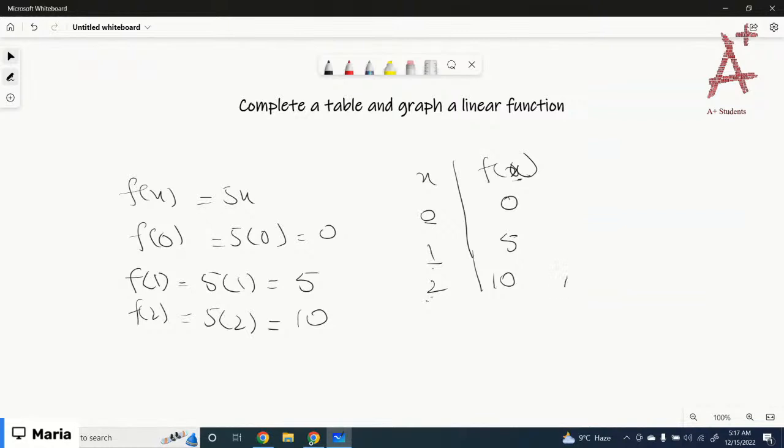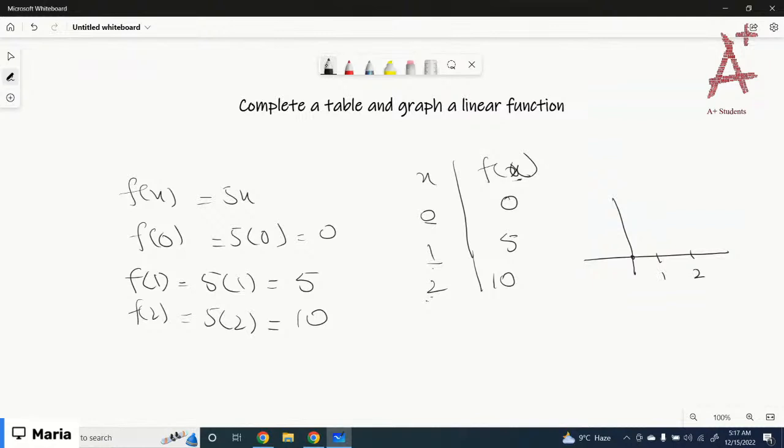Just plot the values on the graph. X is 0, 1, 2, and y is 0, 5, and 10. 0 is on the origin. Let me draw the graph again. I'm going to use the pairs of values and plot a graph. Here you have x is 0, 1 and 2.